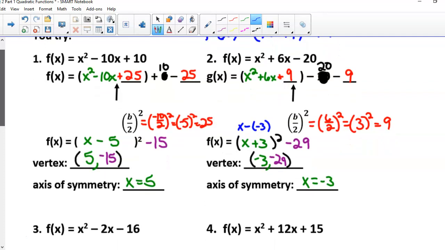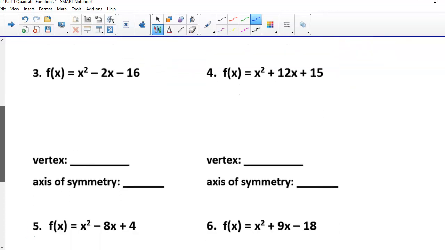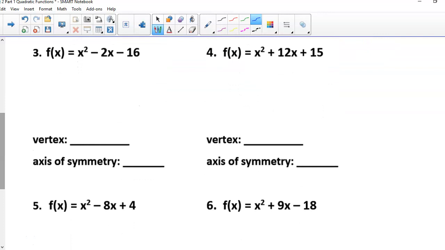All right, so go ahead and complete problems 3 through 6, and then you can check your answers with the teacher.